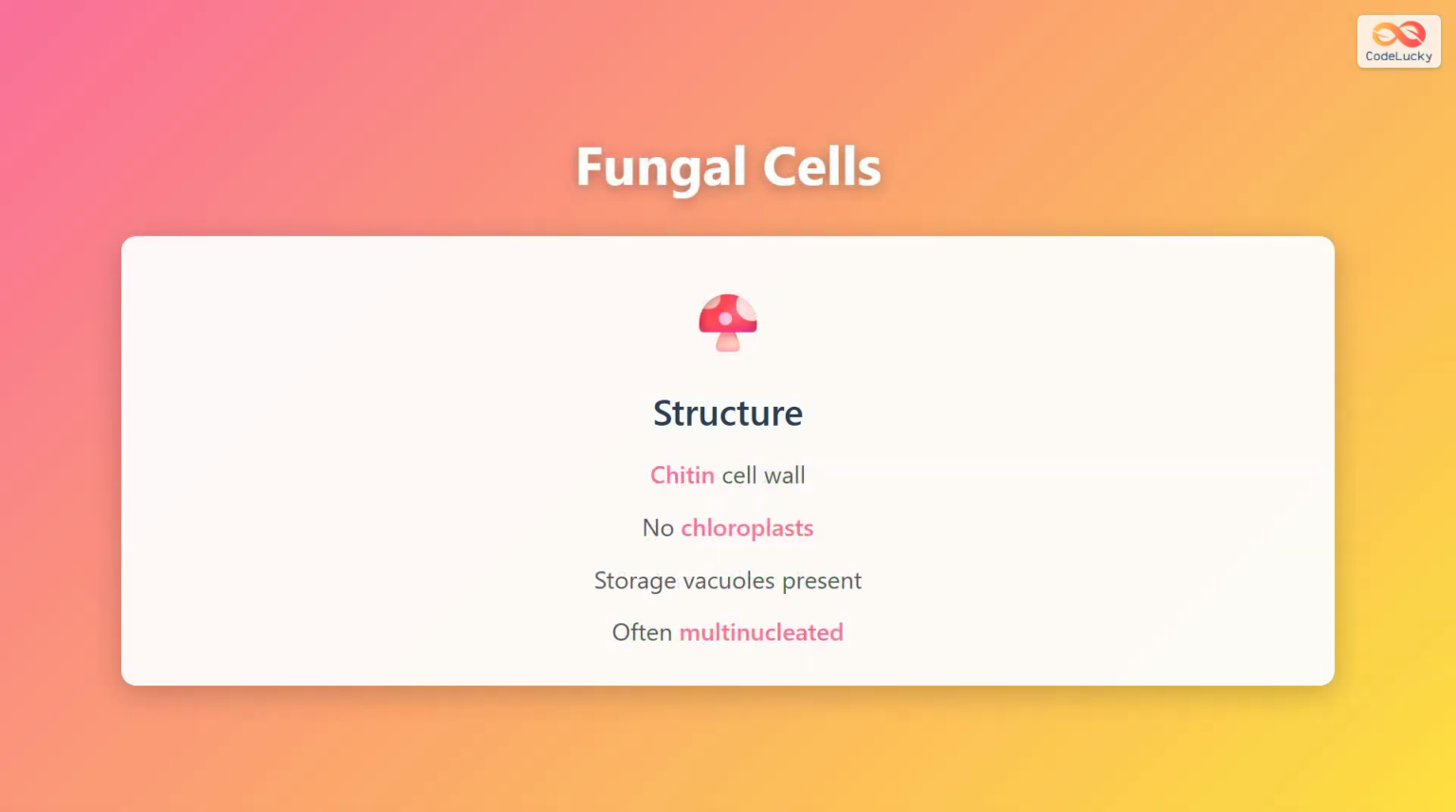Fungal cells share some similarities with both plant and animal cells, but have their own unique characteristics. Their cell walls are made of chitin, a tough material that differs from the cellulose in plant cell walls. Unlike plant cells, fungal cells do not contain chloroplasts because fungi cannot perform photosynthesis. Instead, they obtain nutrients by absorbing them from their environment. Fungal cells have storage vacuoles and are often multinucleated, meaning they contain multiple nuclei within a single cell. These features suit fungi for their role as decomposers and in forming symbiotic relationships.